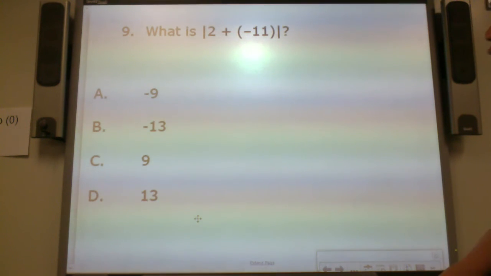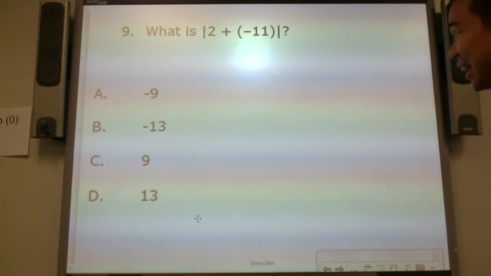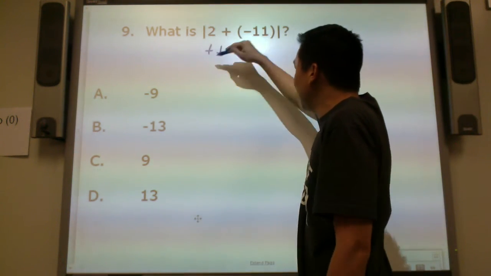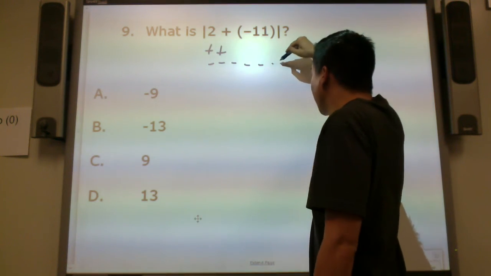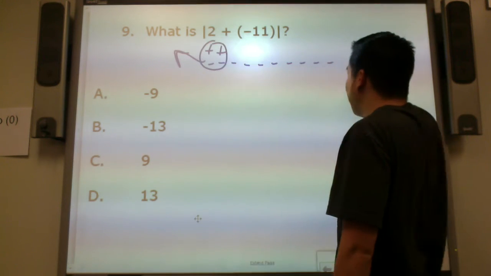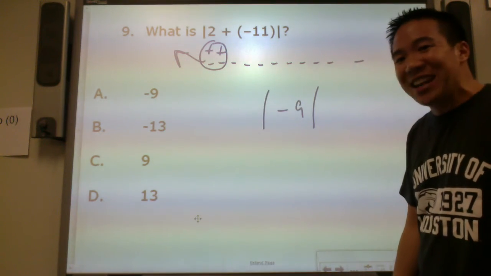Number 9. What is the absolute value of 2 plus negative 11? Let's see. I have 2 positives. I have 11 negatives. 3, 4, 5, 6, 7, 8, 9, 10, 11. These are 0 pair. It goes away. I have 9 negatives. What is the absolute value of negative 9?